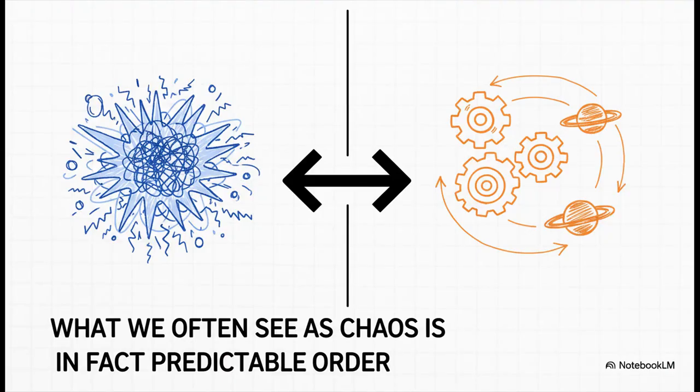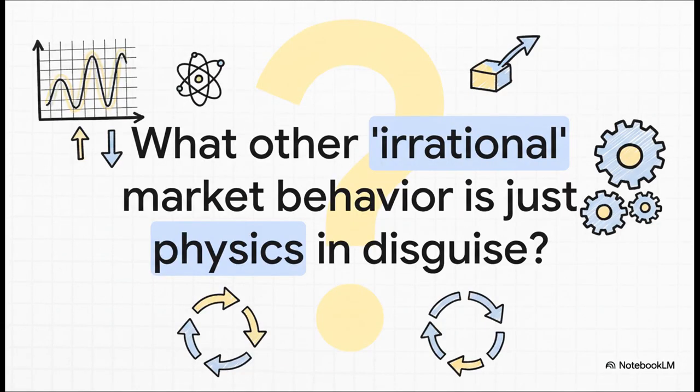But maybe the most profound takeaway is this. What we so often write off as irrational human behavior, market panics or speculative bubbles, it might not be irrational at all. It could just be a complex system doing exactly what the laws of physics say it should do. And that leaves us with one final big question to think about. If something as confusing as the futures market inversion is really just a simple oscillation, what other so-called irrational market behaviors are actually just physics in disguise?